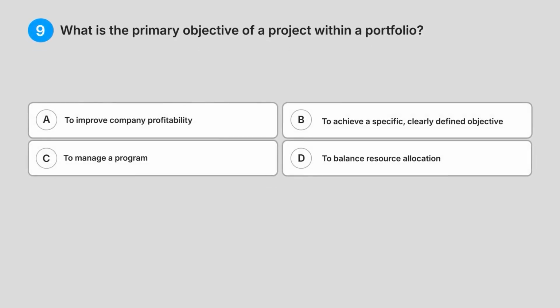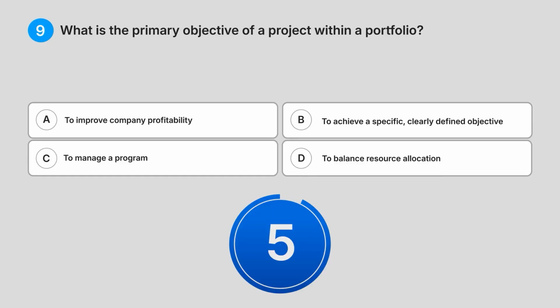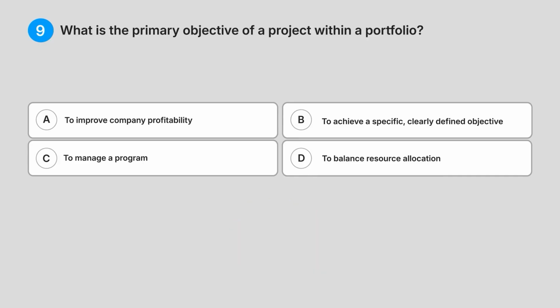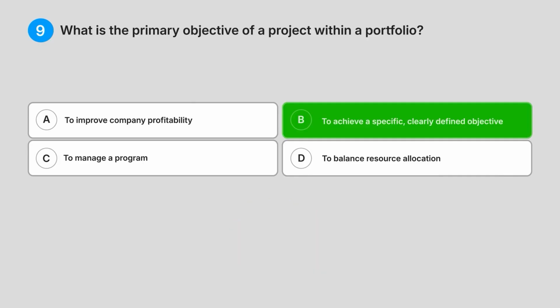9. What is the primary objective of a project within a portfolio? A. To improve company profitability. B. To achieve a specific, clearly defined objective. C. To manage a program. D. To balance resource allocation. Do you know the answer? Correct answer, B. To achieve a specific, clearly defined objective.